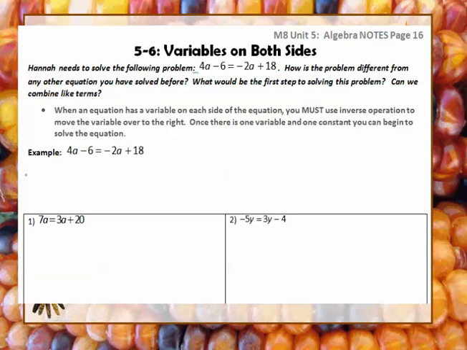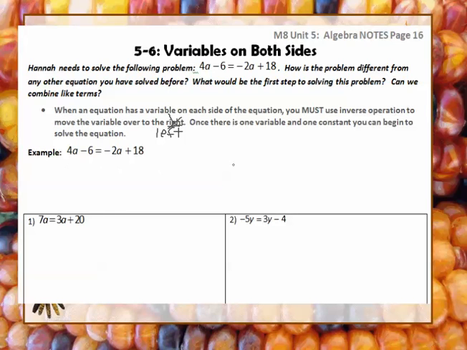Can we combine like terms? Well, the answer to this question is, when an equation has a variable on each side of the equation, you must use the inverse operation to move the variable to the right. So once there is one variable and one constant, you can begin to solve the equation. And I'm not sure why it says to the right. We are going to say we want to move the variable over to the left. So if you need to fix that. We're always going to take our letter to the left because what does the word letter start with? L. So we're going to move it to the left.